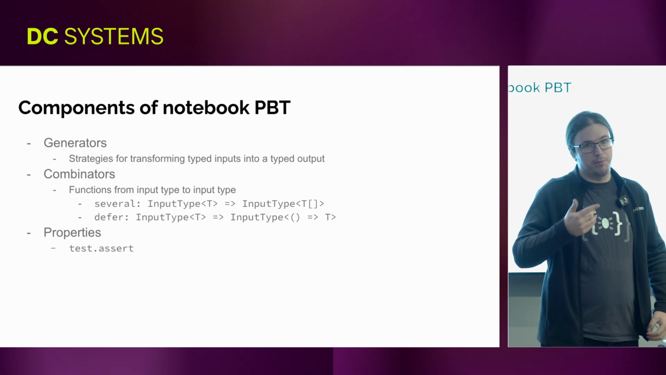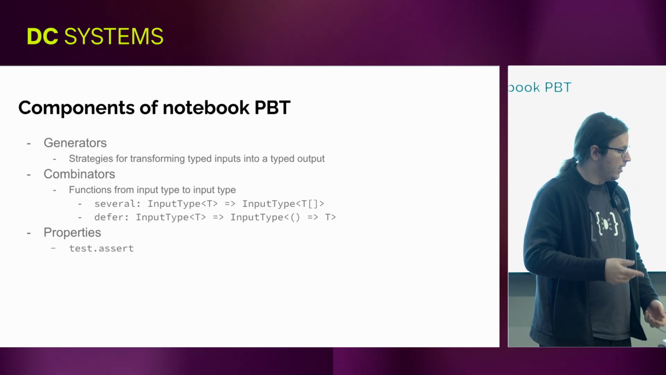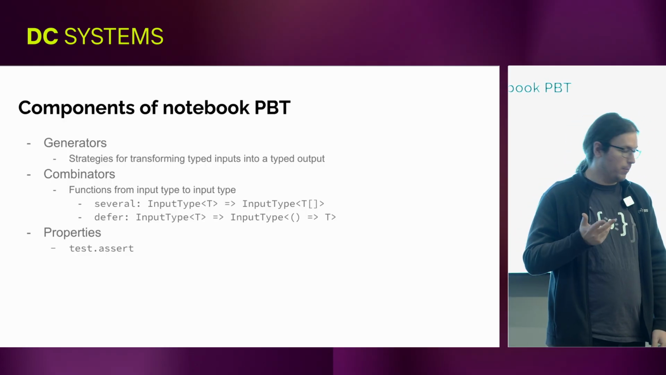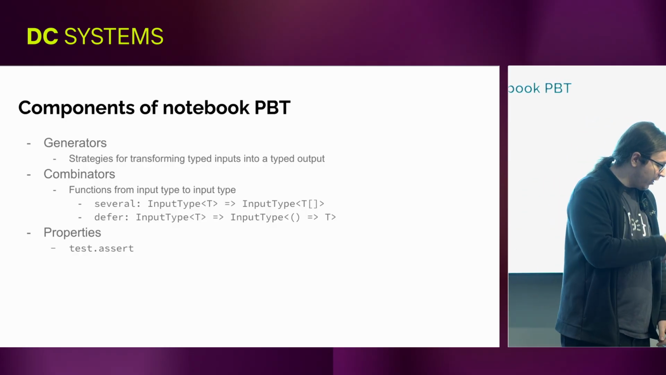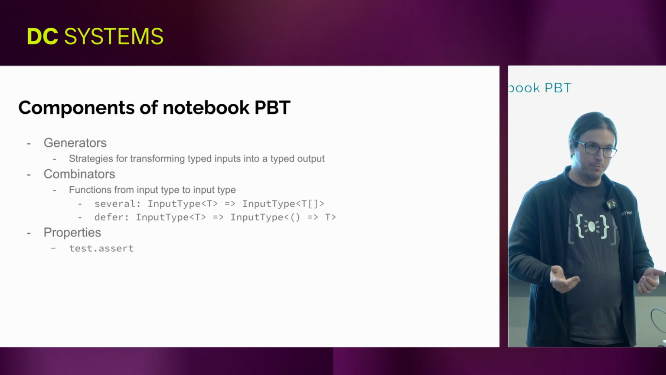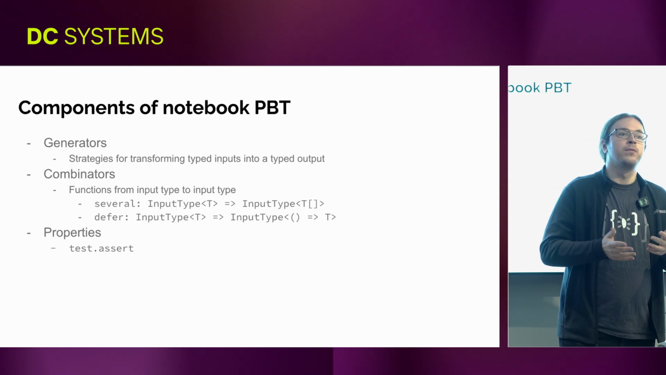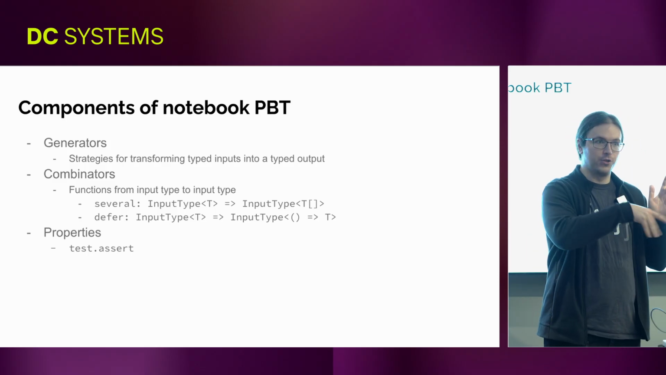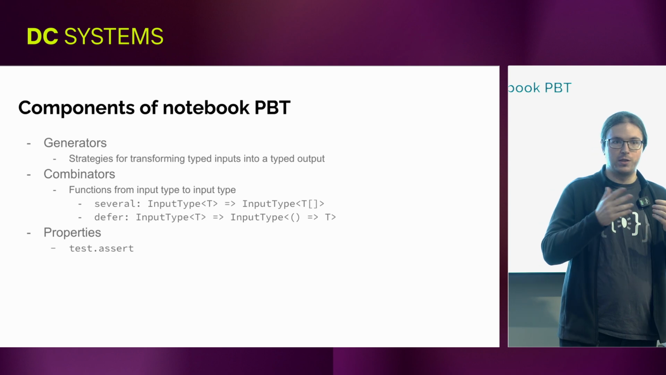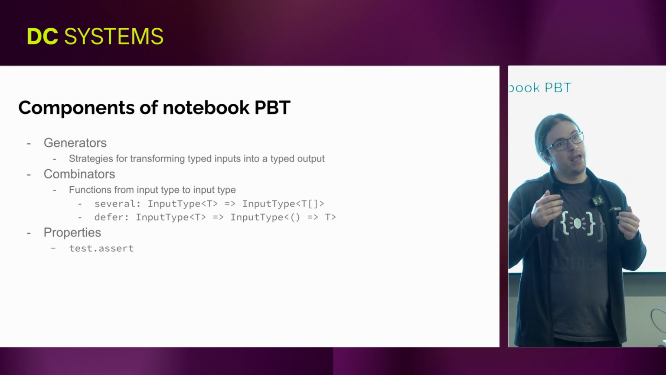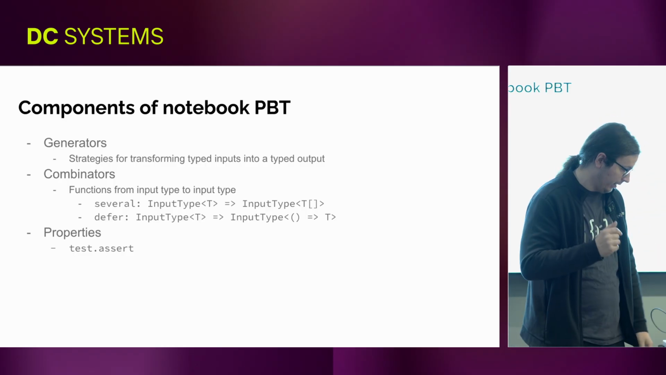So we decided to use property-based testing for ensuring the robustness of this piece of software. And the components of notebook property-based testing, we wrote our own library and everything, are generators, which are strategies for transforming typed inputs into a typed output. So you could request, let's say, a number. One of the generators for number could take two numbers and add them together. One of the generators for number could take no inputs and always return, let's say, 3. And a generator for number could request a string and return the length of that string.